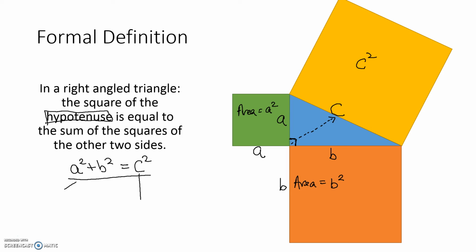Always remember that c squared is your hypotenuse. Always label c, always try to make c your hypotenuse, okay? Because this prevents confusion, and this makes sure that you get the formula in the right place. It doesn't matter which side is a squared and which is b squared, but make sure that you assign a squared and b squared to two separate sides, okay?